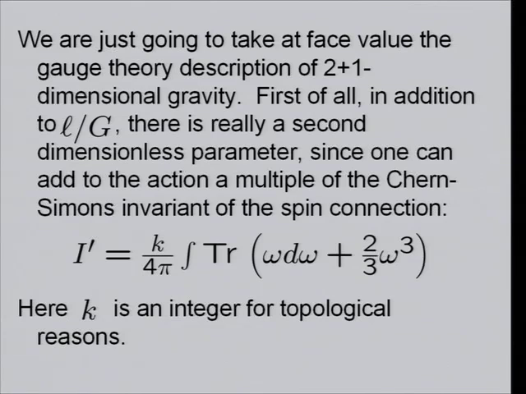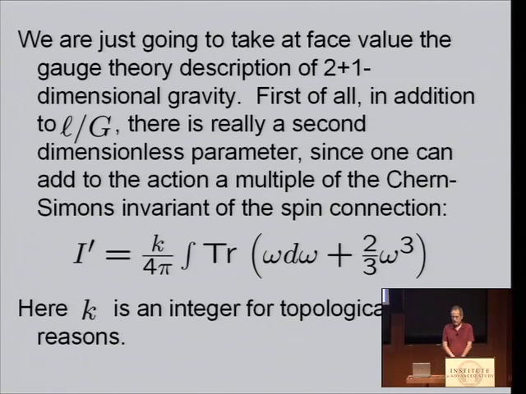We're just going to take at face value the gauge theory description of 2 plus 1 dimensional gravity, although we don't really know why we should do this, since we don't trust it non-perturbatively, since it doesn't describe the black holes, as far as I understand. Now, in doing this, though, we'll generalize the theory a little bit. In addition to L over G, there's a second dimensionless parameter, since you can add to the action a multiple k of the Chern-Simons invariant of the spin connection, where k is an integer for topological reasons. So our problem of pure gravity depends on two parameters, L over G and k, and we're trying to solve a classically trivial theory that depends on two parameters.